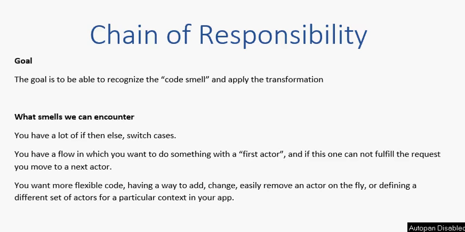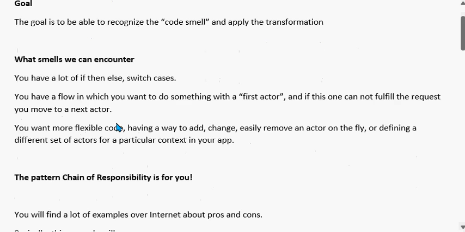Okay. Here the basic is to try to see the smell and then apply the transformation and go over with it. So, what smell can we encounter? You have a lot of if then else and switch cases. You have a flow in which you want to do something with a first actor, and then if this cannot fulfill the action, then it moves the request to the other one.